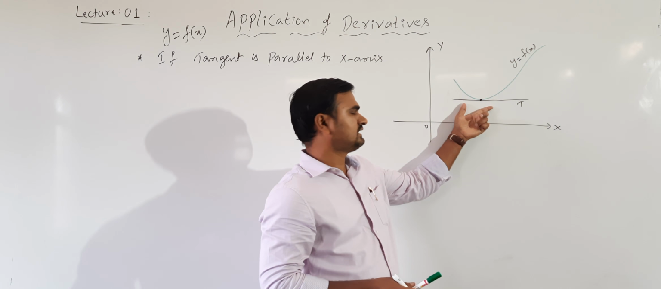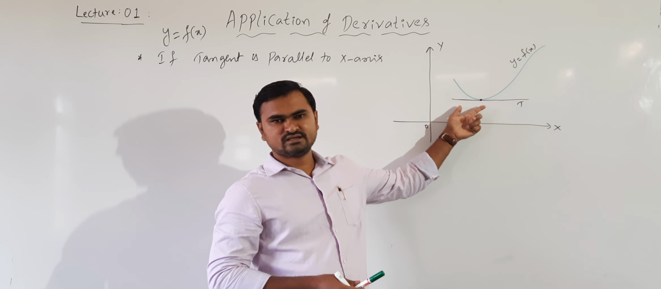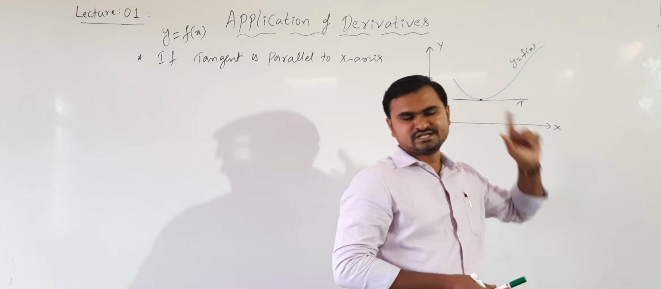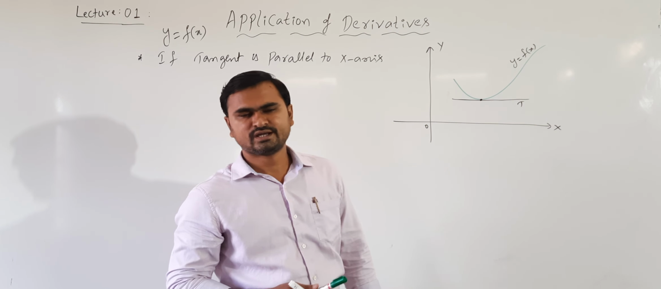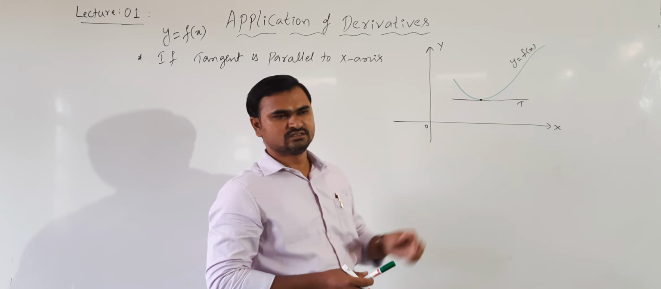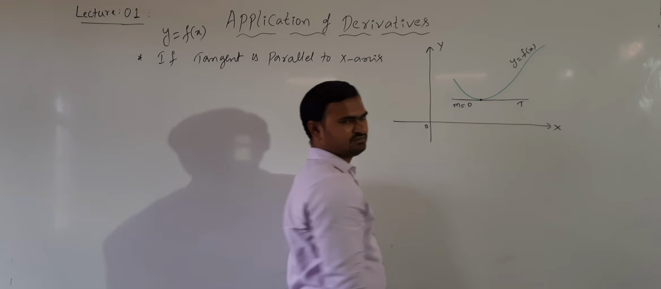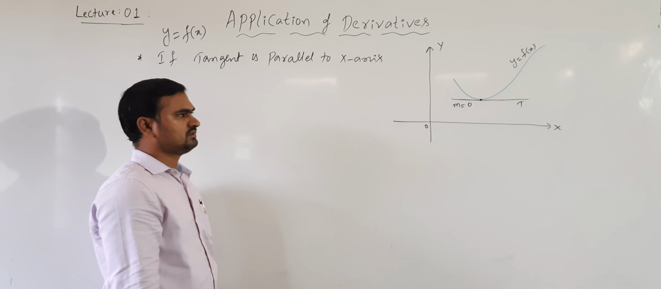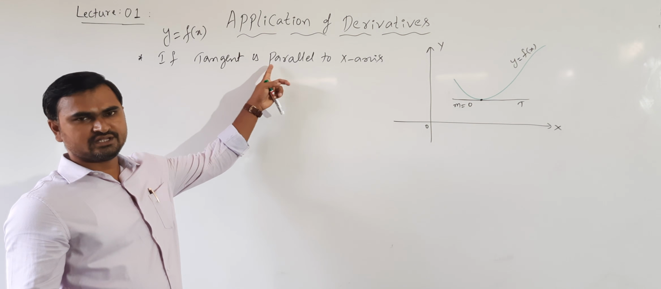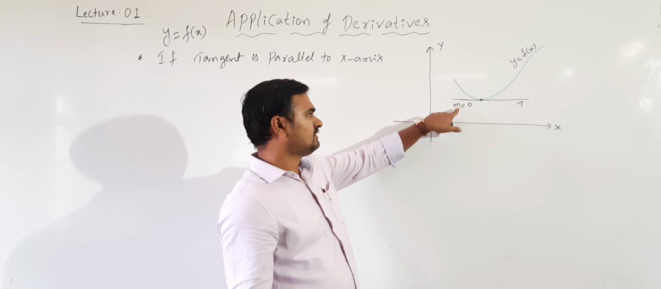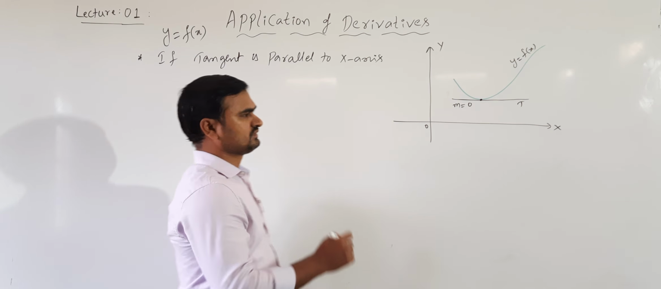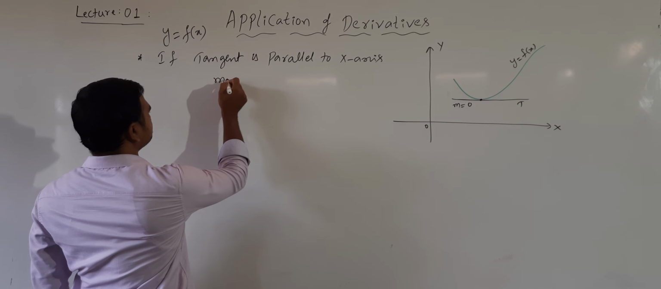Now tangent is a straight line. A straight line parallel to x-axis means what condition can we write? Line parallel to x-axis means its slope must be 0. So here the slope of this line must be 0, so m equal to 0. Now for the curve, what is m? Here m is 0.